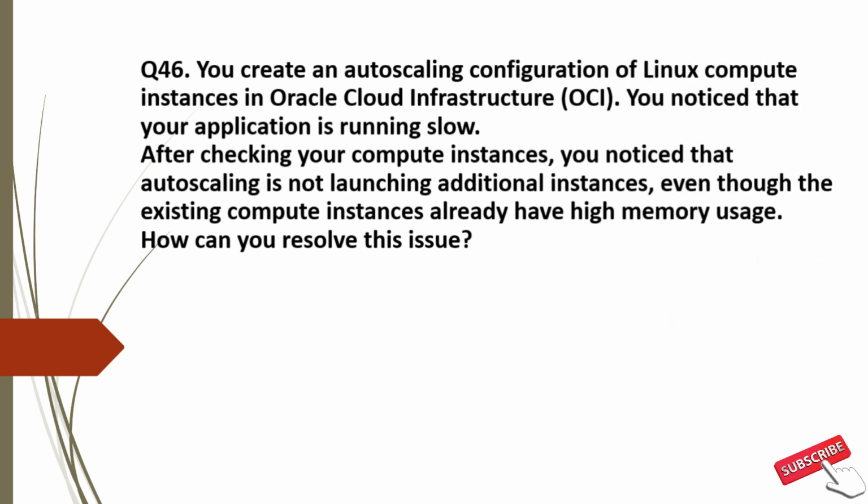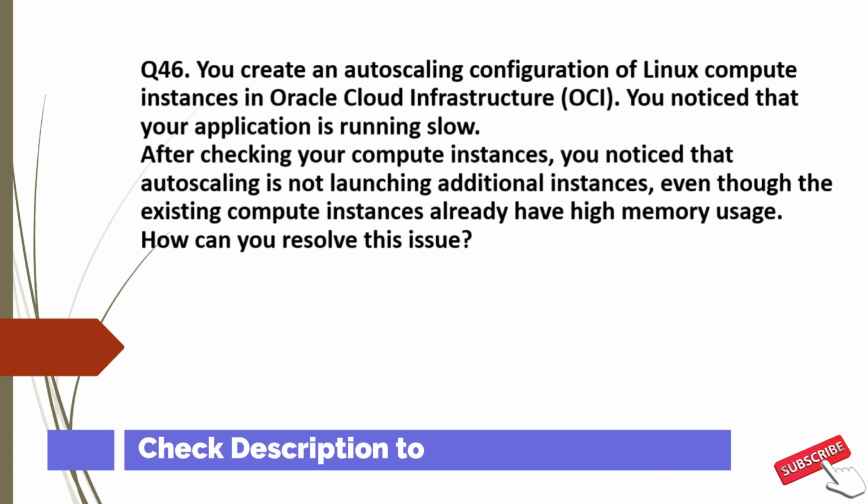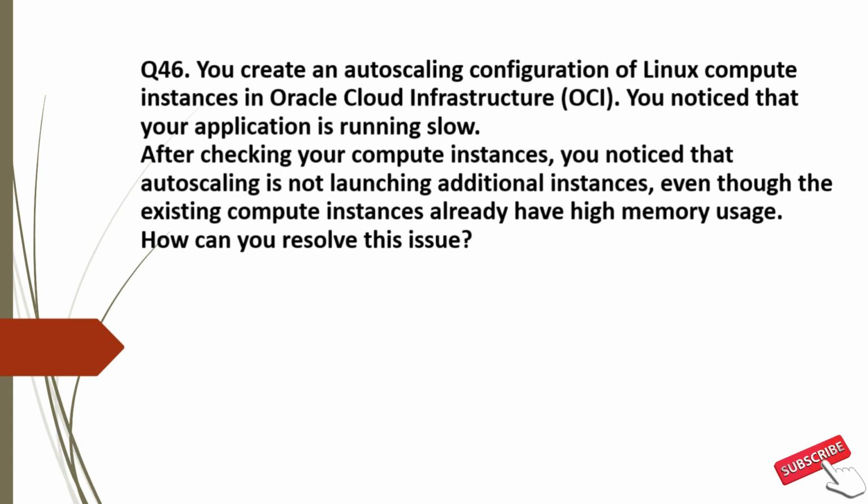Question 46. You create an autoscaling configuration of Linux compute instance in Oracle Cloud Infrastructure. You noticed that your application is running slow. After checking your compute instances, you noticed that autoscaling is not launching additional instances even though the existing compute instances already have high memory usage. How can you resolve this issue?